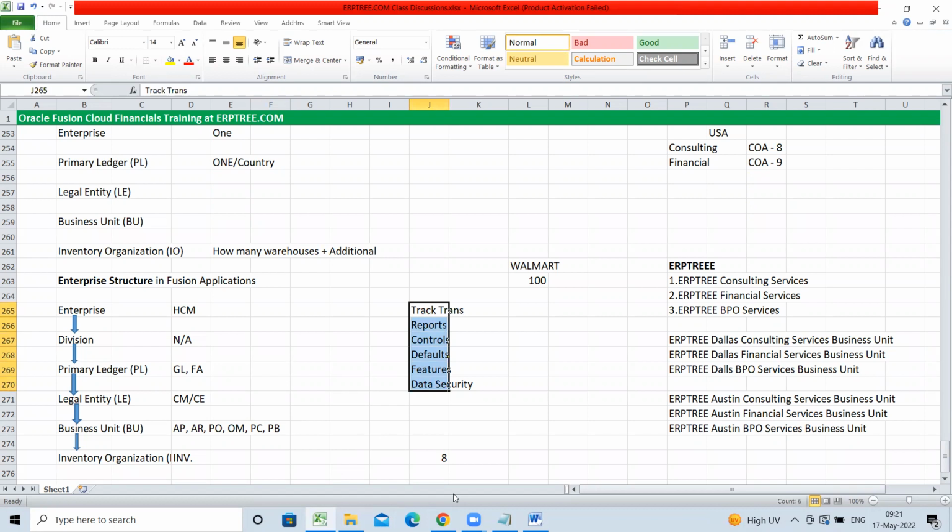Here also, books are applicable at business unit level, right? Yeah, if you want to create business unit wise, yes, you can create. That is also possible. Got it. Right. Yeah.